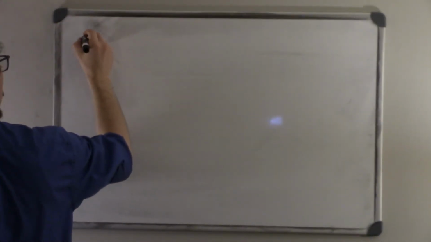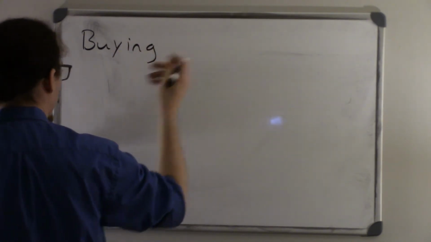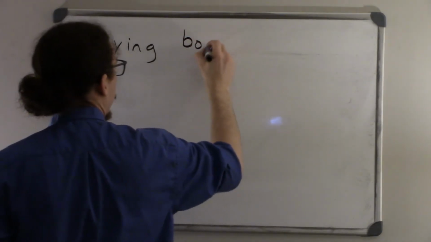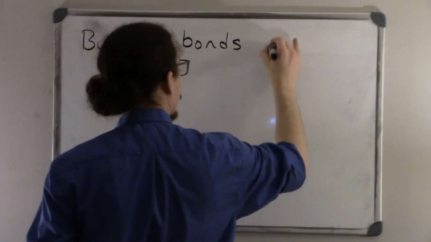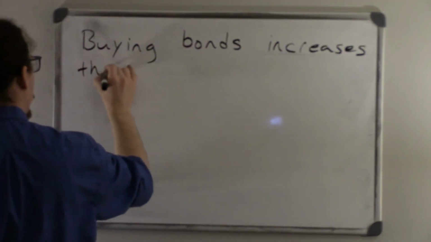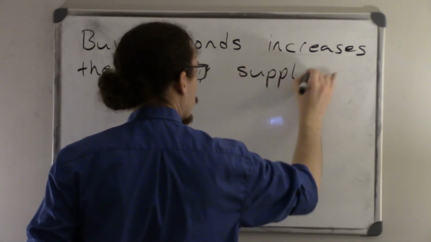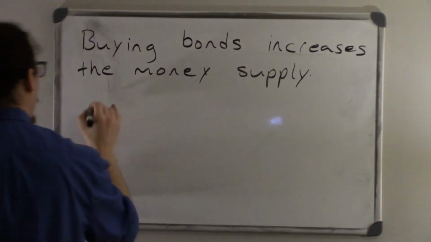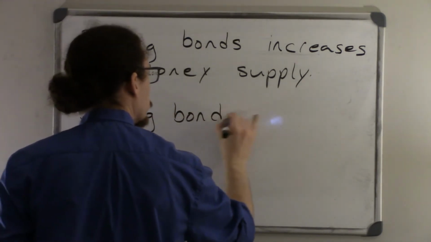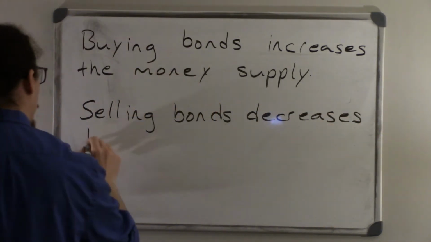All right, I'm essentially just going to write that statement down, or the point at the end of it. And that is: buying bonds increases the money supply and selling bonds decreases the money supply.